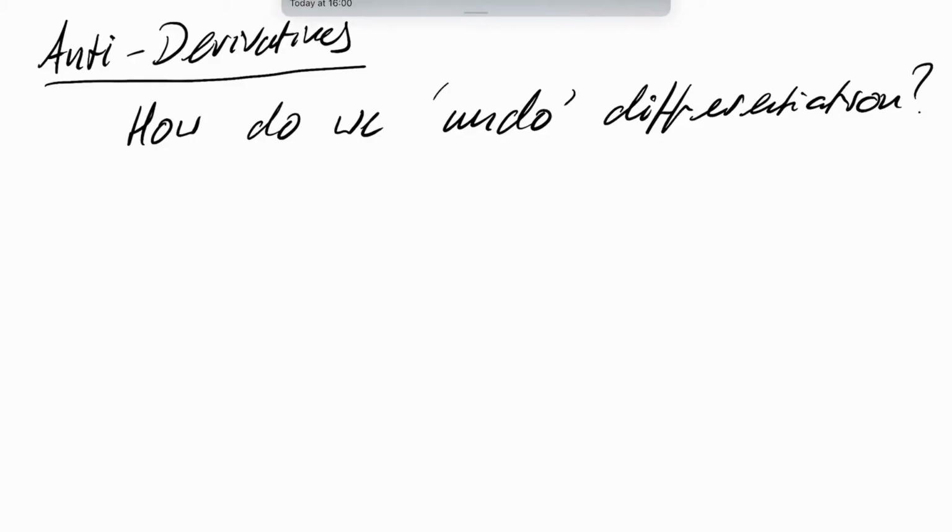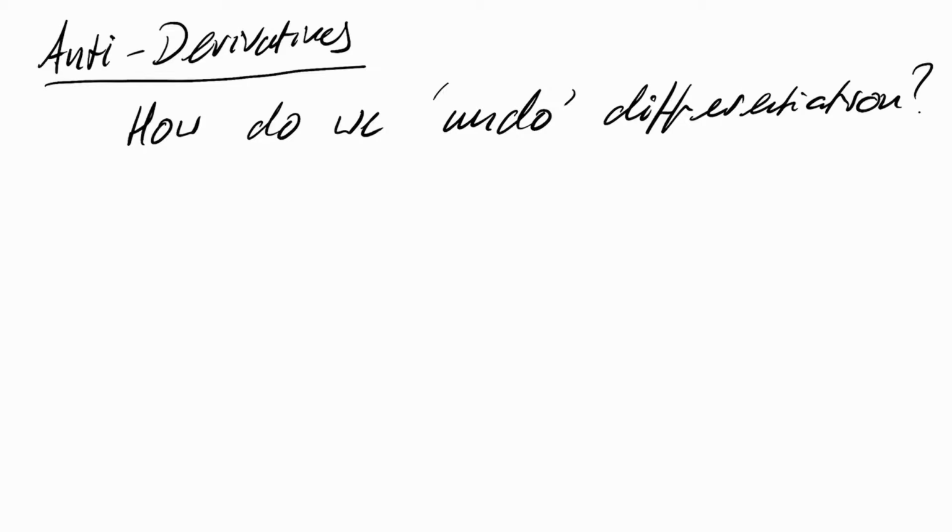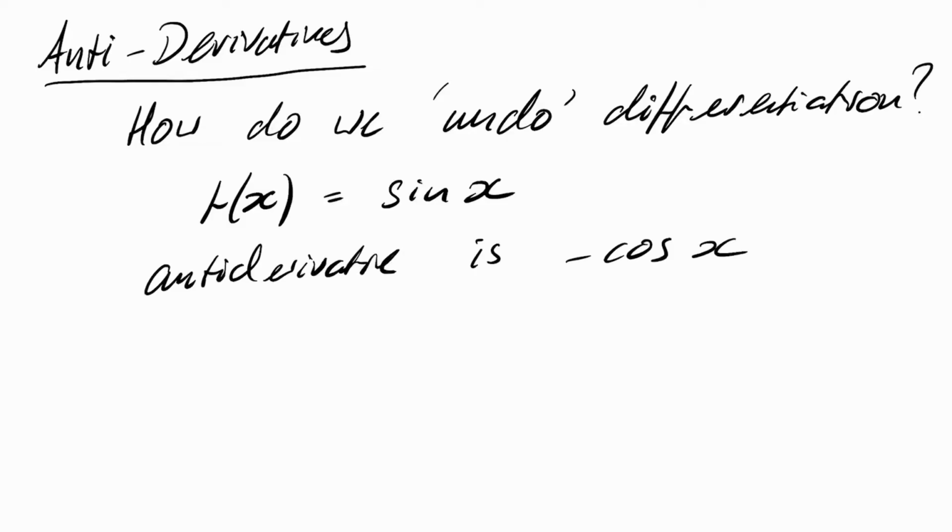For simple functions, it's relatively easy, but for more complicated functions, we need to establish a general procedure for doing this. If I take the function f of x equals sine x, then I know that the antiderivative of sine x is minus cos x. Is that all there is to it? Well, not quite. Let's define a function as an antiderivative.